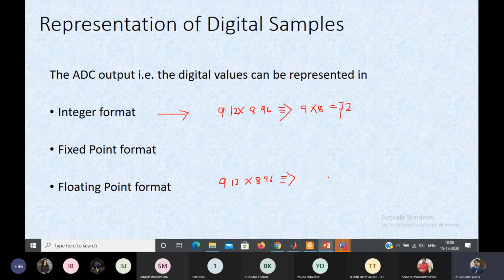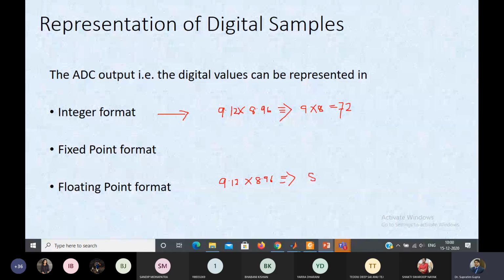Okay, so what is that value? You can just compute 9.12 into 8.96, and so we get 81.7152.